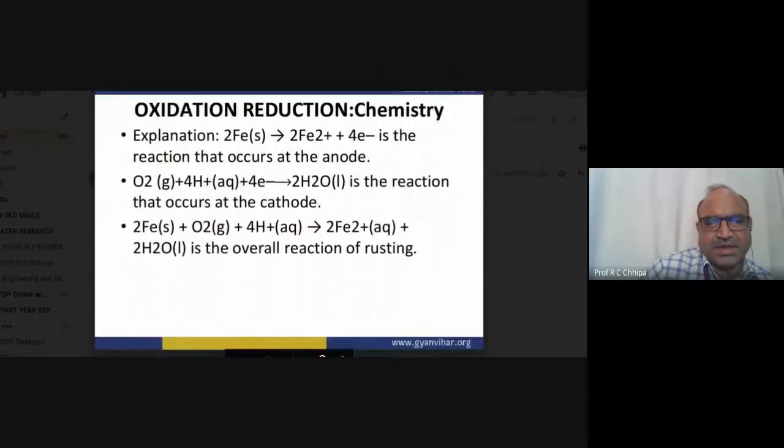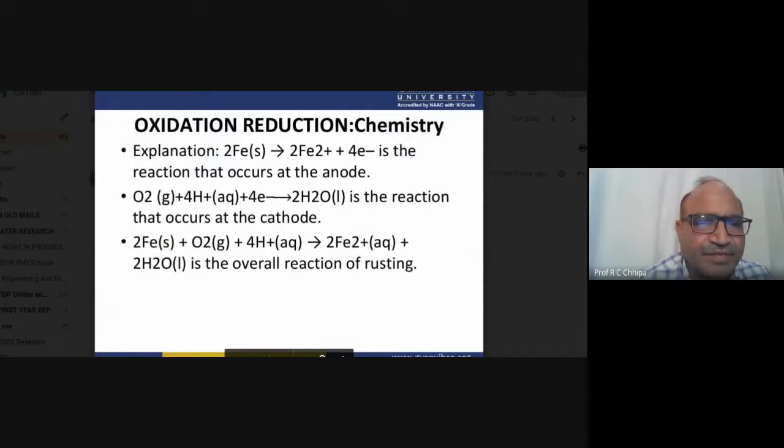And next, this slide is also relevant to the explanation. Iron undergoes the process and is converted into the respective oxidized product, that is, iron itself is converted into Fe2+ and electrons. This is the reaction that occurs at the anode. One more thing: does anyone have the idea about the anode and cathode? Cathode has a relationship with the cation.